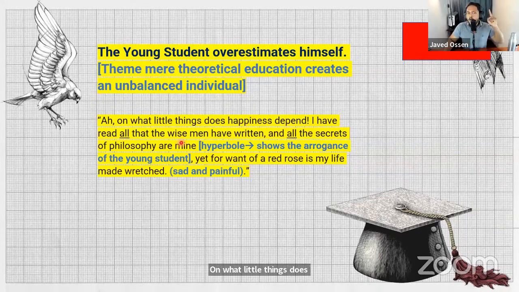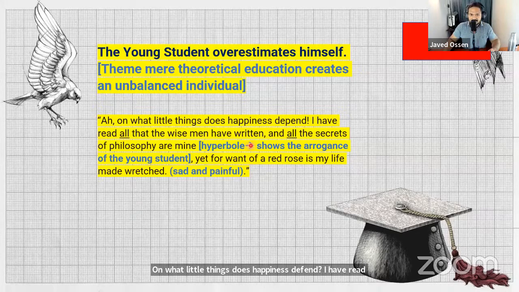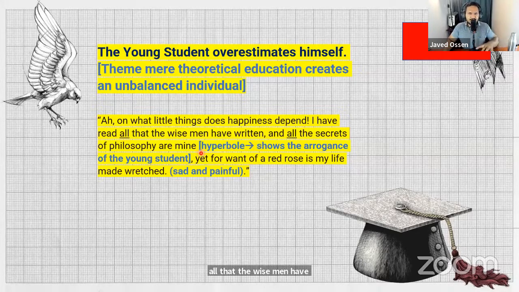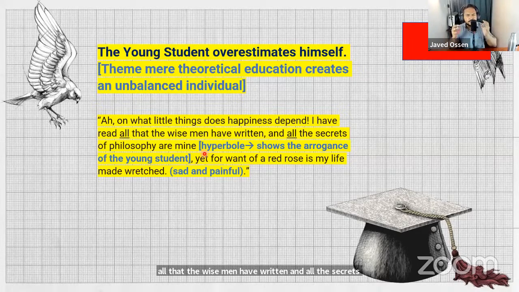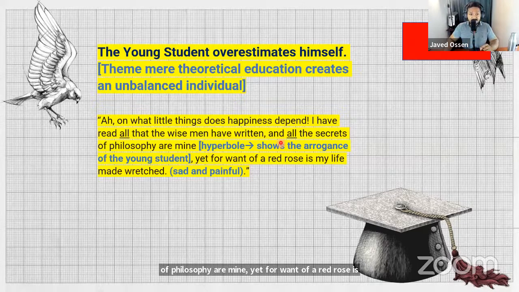I have read all that the wise men have written, and all the secrets of philosophy are mine, yet for want of a red rose is my life made wretched. What does he say? I have read all that the wise men have written. That's hyperbole.